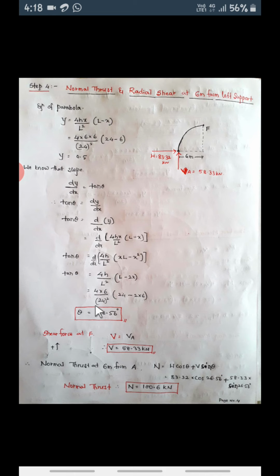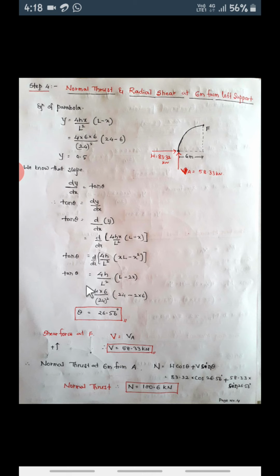So substitute here 4 into h. The central rise is 6 meter, divided by the total span, 24 square, into the bracket 24 minus 2 into x. What is x now? We have to calculate normal thrust and radial shear at 6 meter, as they have given. So x will be 6 meter. So it is 2 into 6 meter.